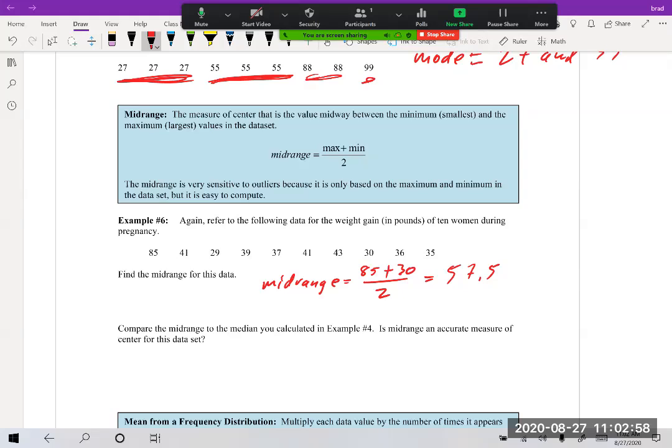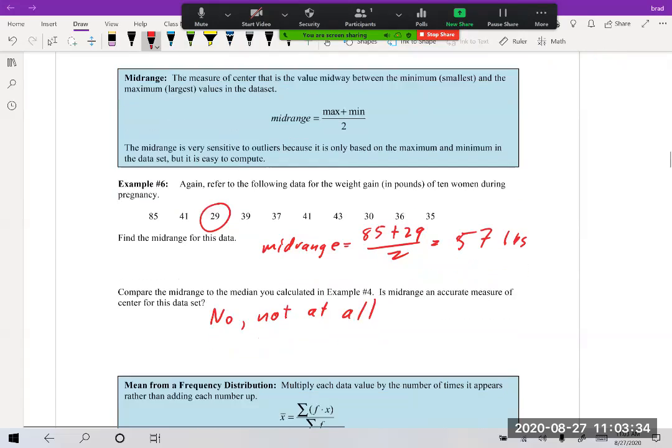You calculate, is a mid-range an accurate measure of center for this data set? No, not at all. Because like I just said, oh wait, is there a smaller data value? Oh, there's a 29. I'm sorry about that, you guys. I didn't realize there was a 29 right here. So let's do 85 plus 29 divided by 2, and you should get 57 now. So 57 pounds. So no, it is not an accurate measure for center. It's way off from where the center of the data probably is. Okay.